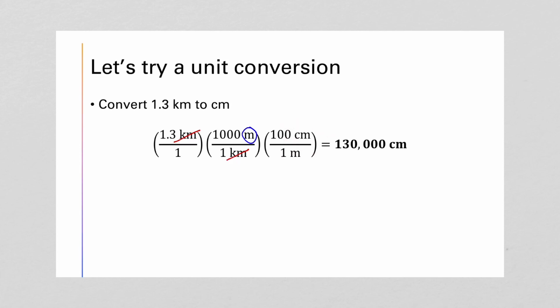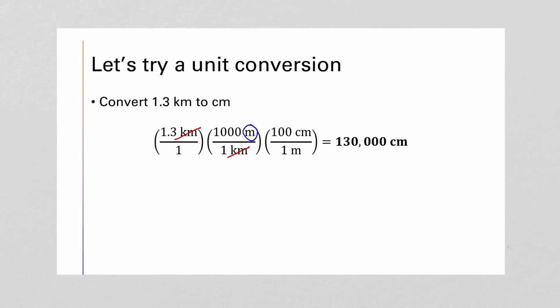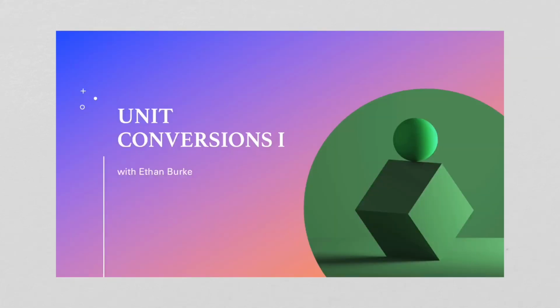We know centi is 1 times 10 to the negative 2. It's 1/100th. So 1 meter is made up of 100 centimeters. Okay? So, going on, we know that we can cancel out meters and be left with centimeters. And that's 130,000 centimeters. Great, right? Not too bad. So, the more that you do this, the more comfortable you're going to get.